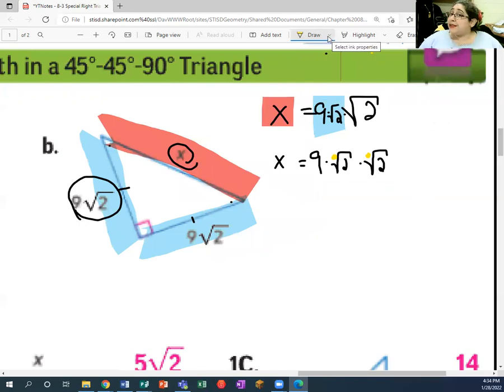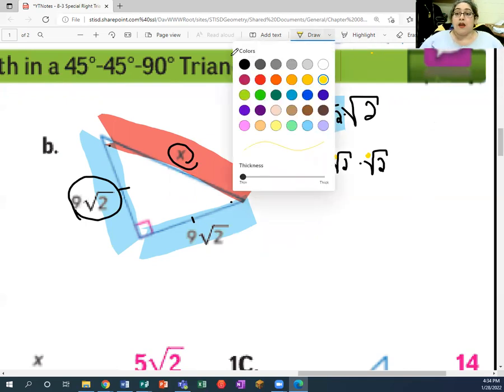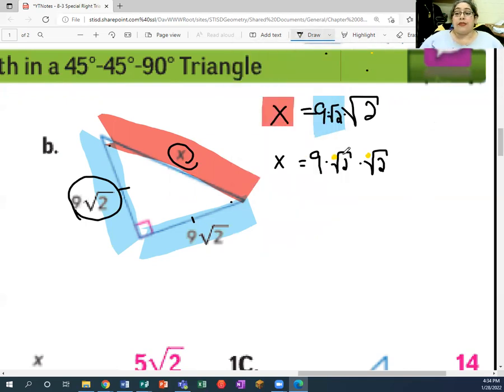I know these square roots don't have an index. That's why I'm calling them square roots, because I don't see an index. It's assumed to be a 2. So this is a square root. They have the same index, which means I can multiply them together. So I'm going to go ahead and multiply them.